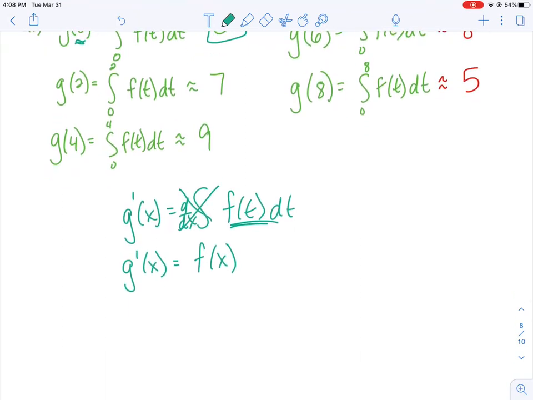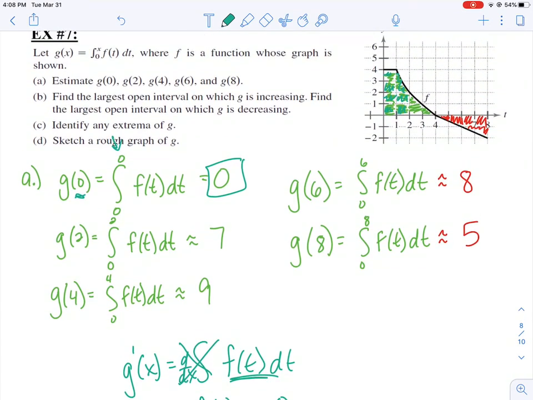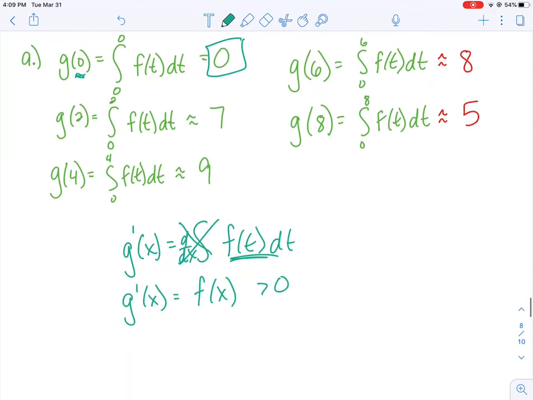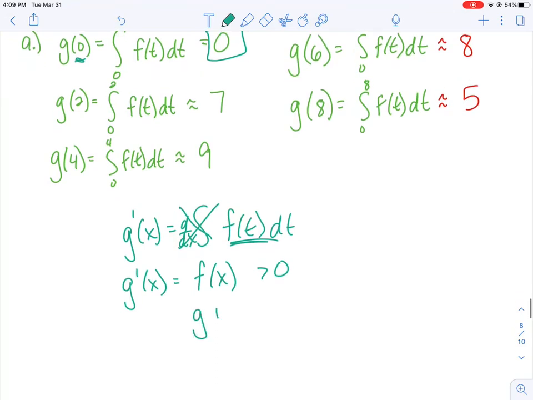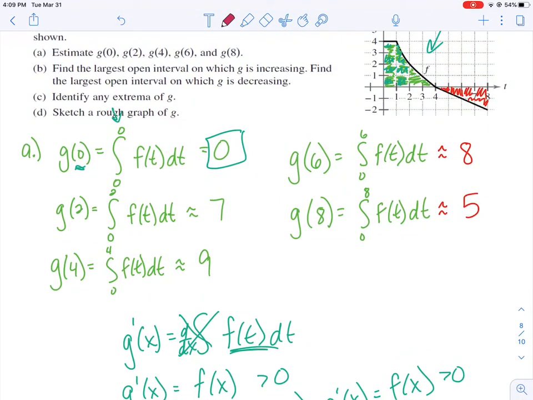So if I want to figure out where g is increasing, I've got to figure out where g prime is positive, or where f is positive. So where on the graph is f positive? Well, if this is f, where is it above the x-axis? Isn't it above the x-axis from 0 to 4? And so if f is positive from 0 to 4, then g's derivative is positive from 0 to 4. And if g's derivative is positive, then g is increasing from 0 to 4. Because its derivative is the same thing as f of x, I know that g is increasing from 0 to 4. What does part B say?